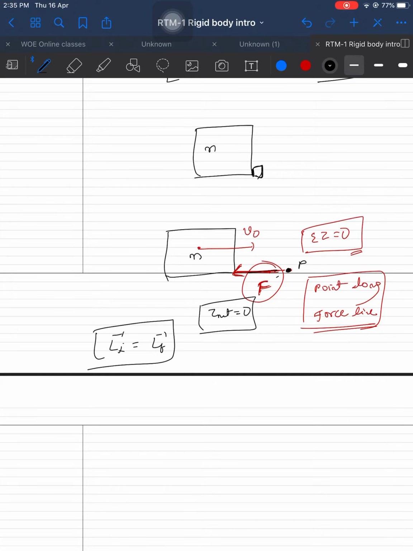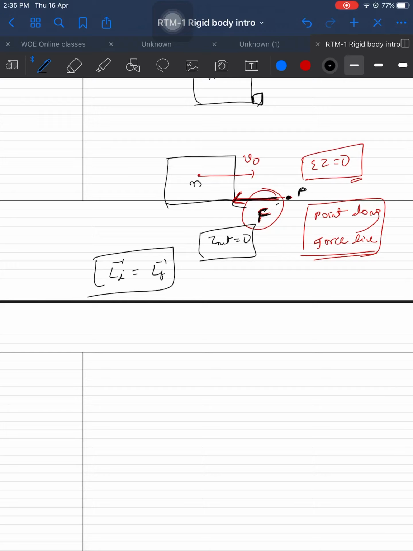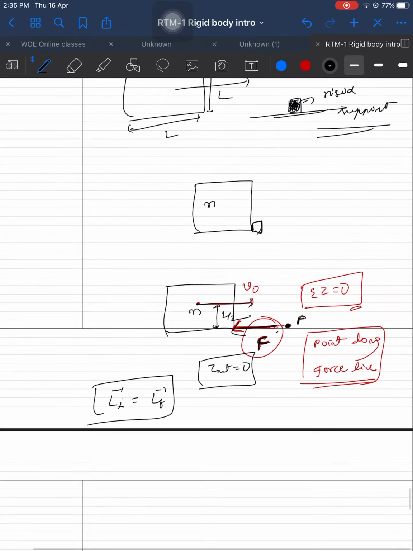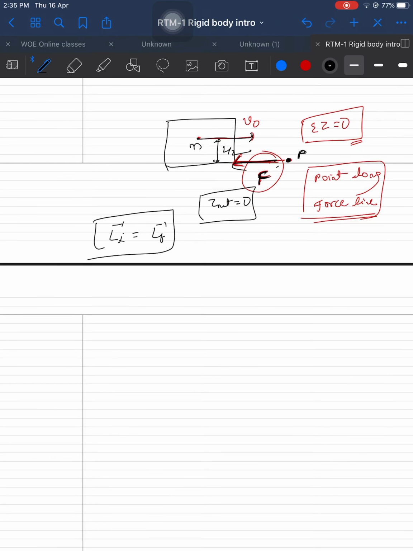Understand this point? Only one force is given and you have to find angular velocity. Then take a point P along the line of force. Then net torque becomes 0, and initial angular momentum is equal to final angular momentum. Initially it was moving with velocity v0, and the distance from here to here is L by 2, where the length is L. What is the angular momentum? It was not rotating, it was moving linearly, so m v0 into L by 2. This is the initial angular momentum.